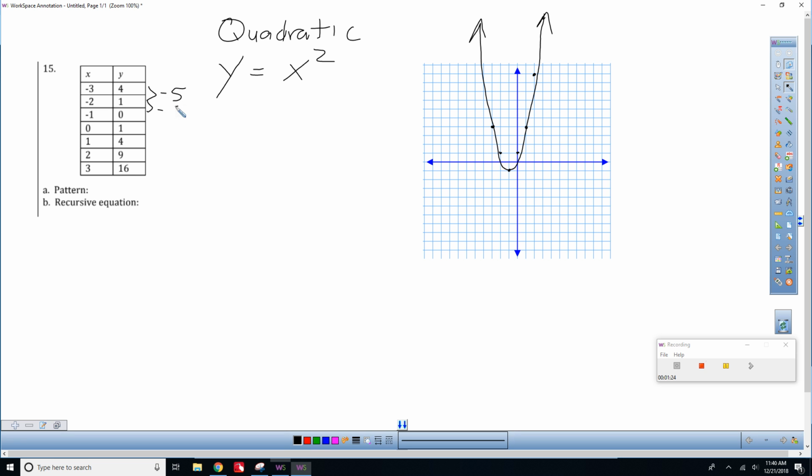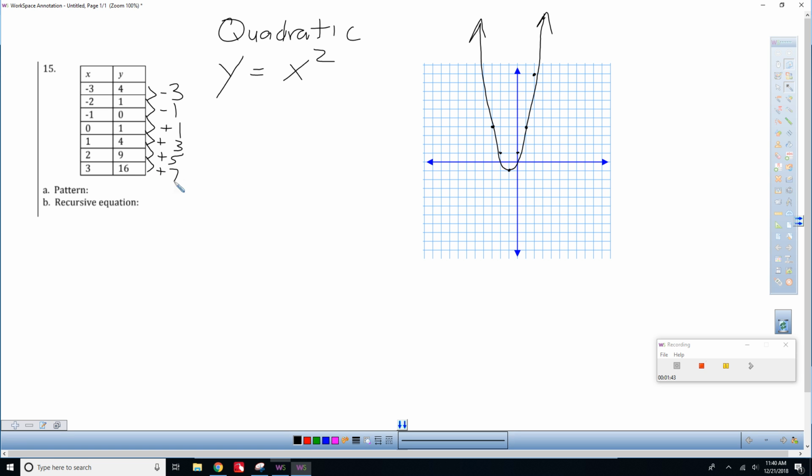How did that turn out to be a 5? Because my brain is completely screwed up. That's how. Subtracted 3. Then we subtracted 1. Then we added 1. Then we added 3. Then we added 5. Then we added 7.